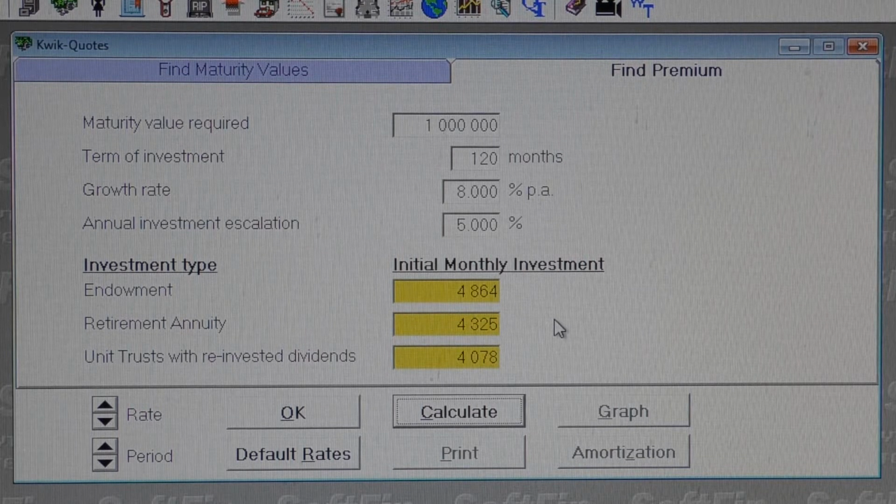Of course, the figures for admin fees and costs, etc., found in the default rates window are used in the calculation of the premium required for each type of investment product.